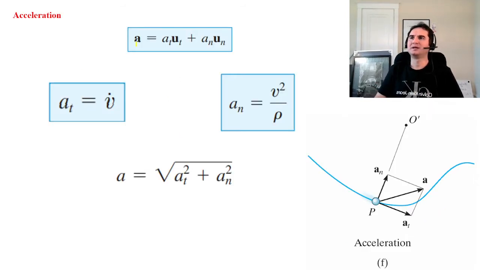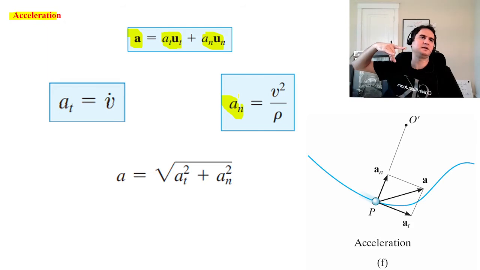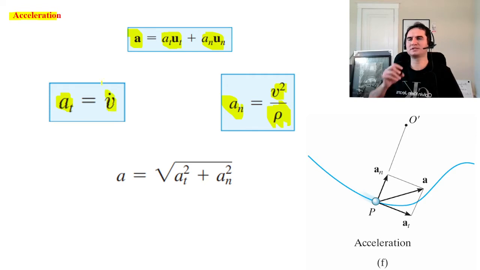At the same time, acceleration has two components as well, a tangential and a normal. If we are driving our car in a circle, you can easily see the normal component of acceleration is v squared over rho. The tangential part is just the derivative of velocity. The numeric value of acceleration is the square root of at squared plus an squared.